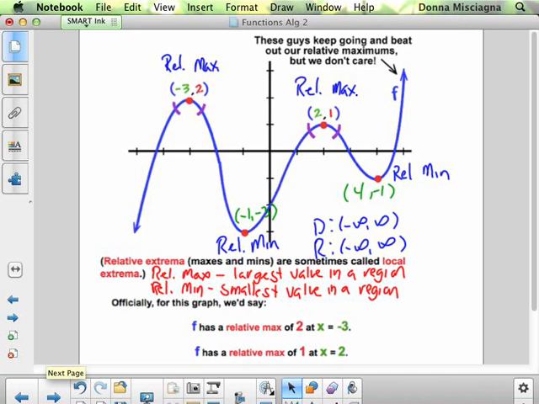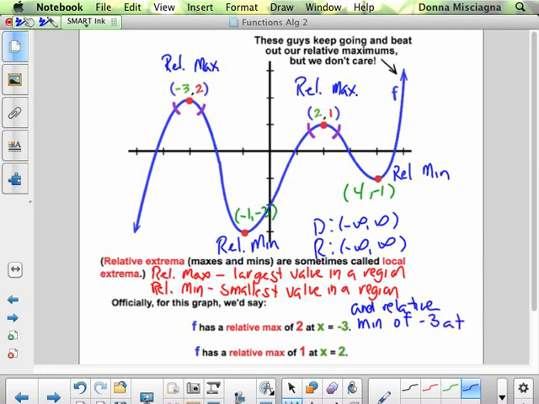So officially for this graph, f has a relative max of 2 at x equals -3. f has a relative max of 1 at x equals 2. It also has some relative mins. So let's add that. Relative mins of -3 at x equals -1 and -1 at x equals 4. So right here is our relative mins.